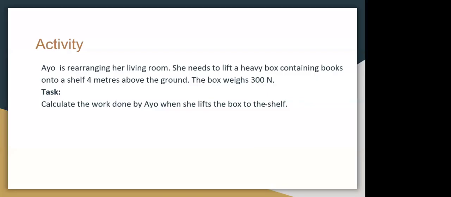They have said Ayo is rearranging her living room. She needs to lift a heavy box containing books onto a shelf 4 meters above the ground. The box weighs 300 newtons. Calculate the work done by Ayo when she lifts the box to the shelf. We said work is equal to force times distance covered by the object. So if I multiply the 4 meters times the 300 newtons, I'll get 1,200 newton meters.